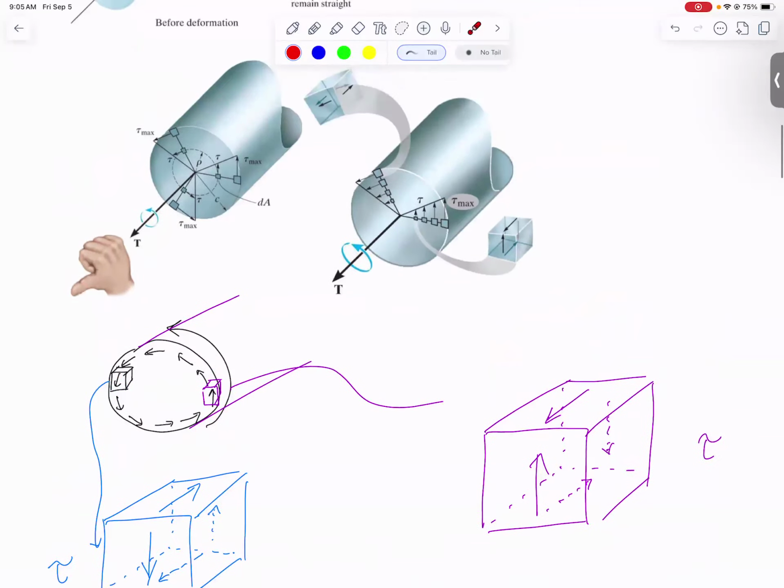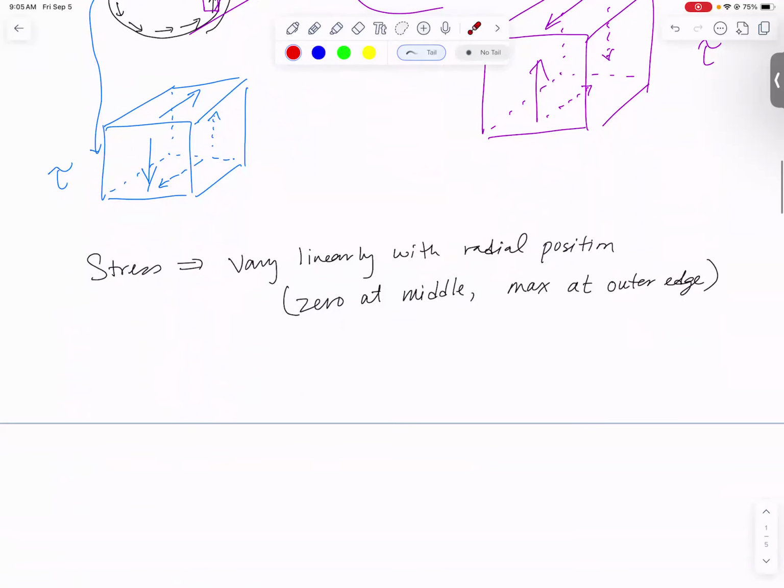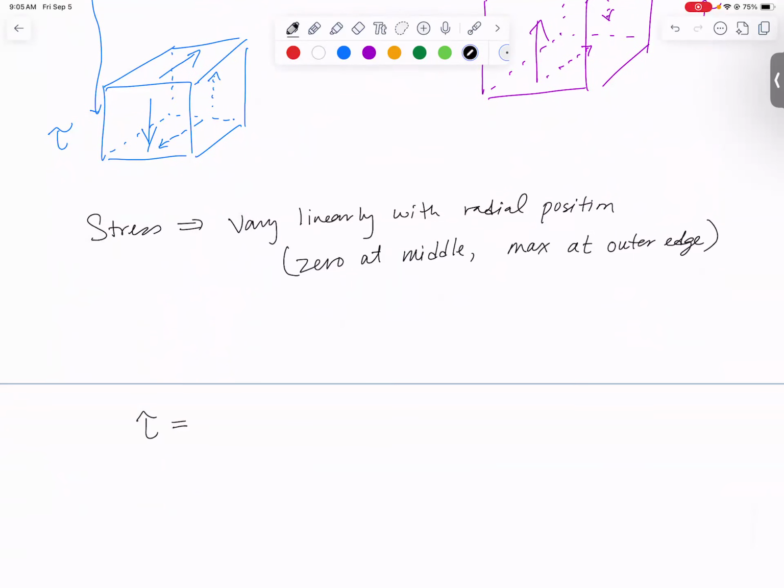We're going to assume that it varies linearly, 0 at the middle, max at the outer edge, and let's see what kind of equations we would come up with. If the stress varies linearly, that means that tau is equal to some fraction times tau max. It's got to vary linearly with something, and we want it to vary linearly with radial position. Our book is going to use the Greek letter rho for radial position, and let's just scale it by a value c. Let me explain to you what these guys are, because this is not intuitive.